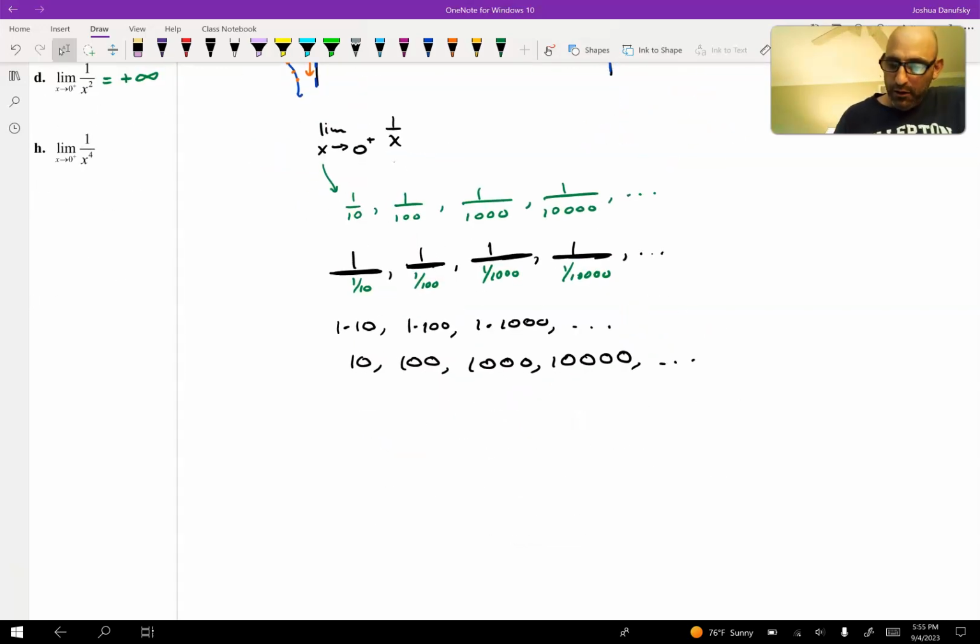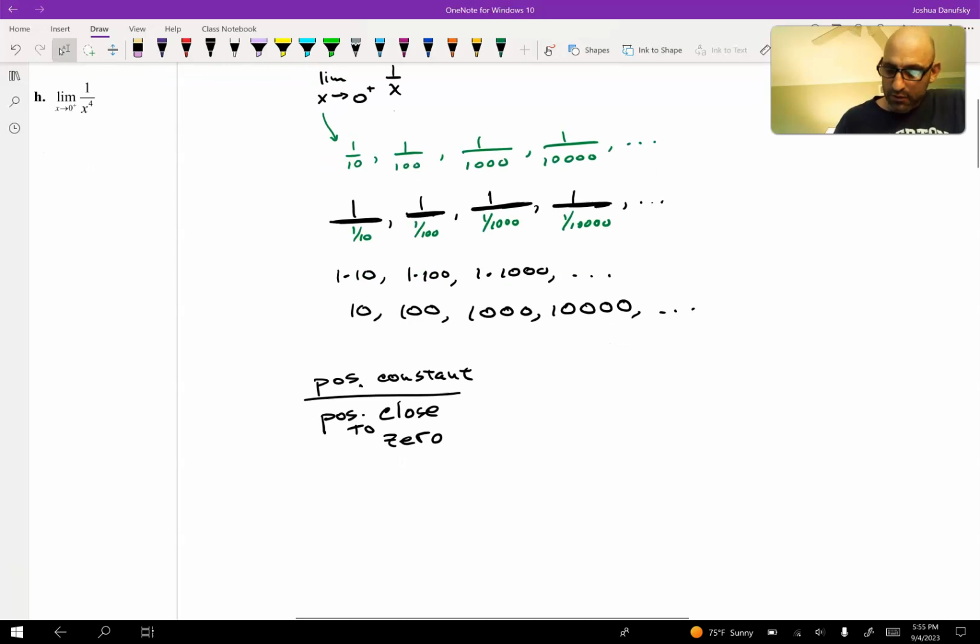The way to think about it is if we have a positive constant over positive close to 0. Okay, any positive constant, 7, let's say, just pulling one out of the hat. And then a positive constant like 2 over this number, right? That's a positive constant, or a positive value close to 0, I should say.